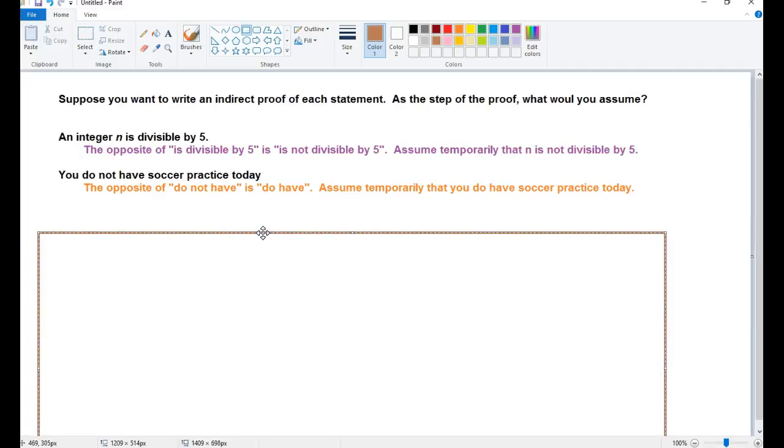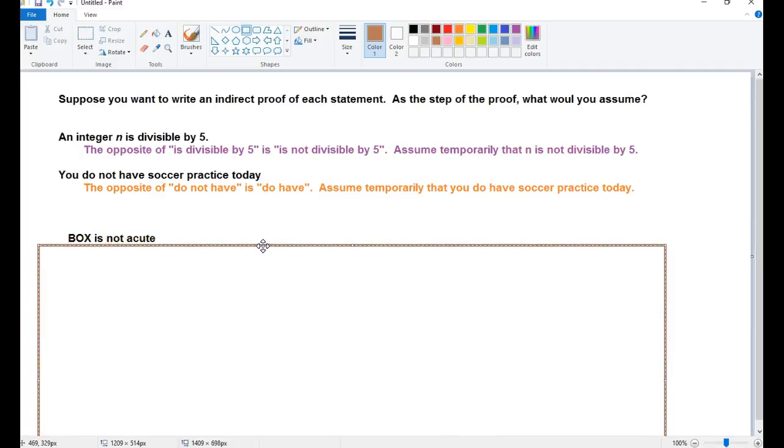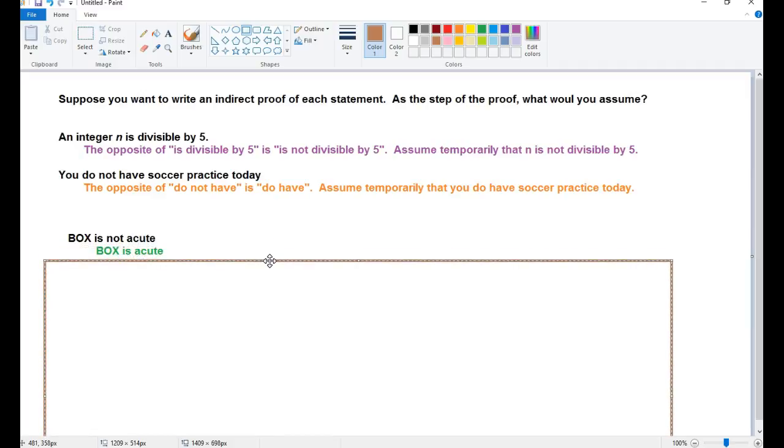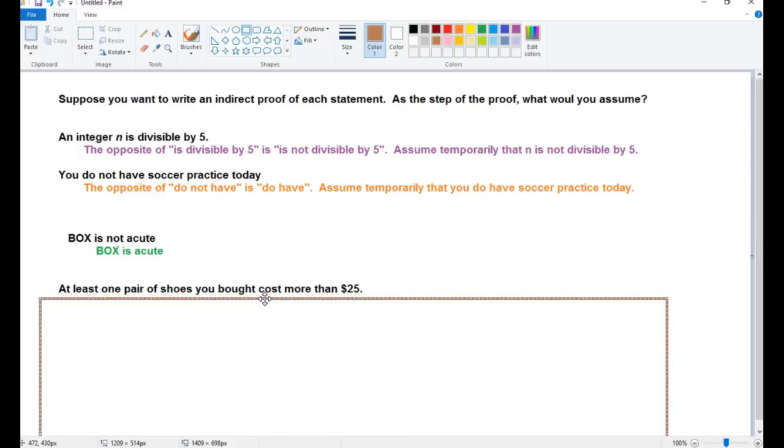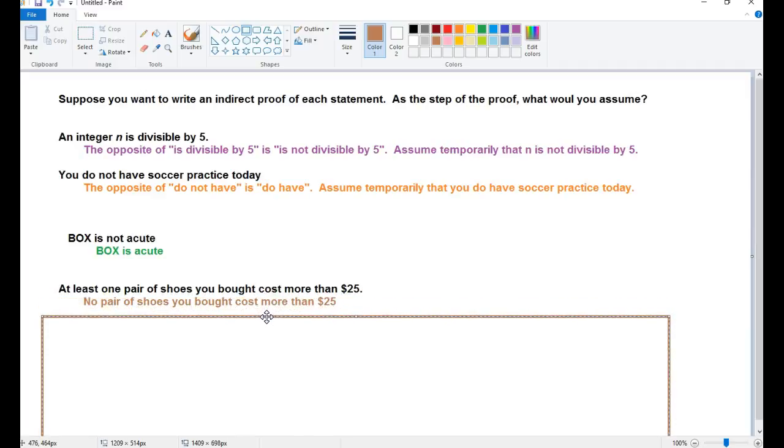Now I'm going to ask you guys to try these. Triangle BOX is not acute. The opposite of this would be triangle BOX is acute. Next one: at least one pair of shoes you bought cost more than $25. This one could be tricky a couple of different ways. The opposite of at least one pair of shoes cost more than $25 would be no pairs of shoes cost more than $25.